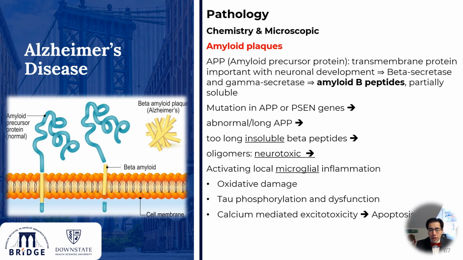These insoluble, abnormal, long peptides create oligomers that make plaques, and these plaques are quite neurotoxic because they activate local microglial inflammation, increasing a lot of oxidative damage, tau phosphorylation and dysfunction, and calcium-mediated excitotoxicity, leading to neuronal cell death and apoptosis.